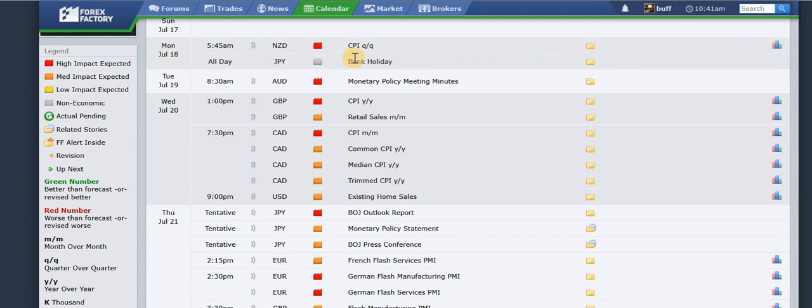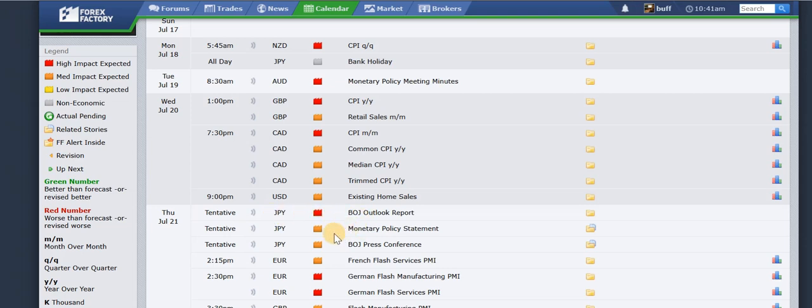So let's have a look. Monday the 18th, which is tomorrow, New Zealand CPI numbers. Aussie on Tuesday, monetary policy meeting minutes. Then I've got Wednesday out of the UK, CPI numbers, retail sales, CPI numbers out of Canada, and what else have we got? Thursday gets a little bit busier.